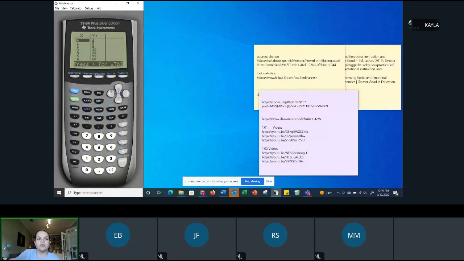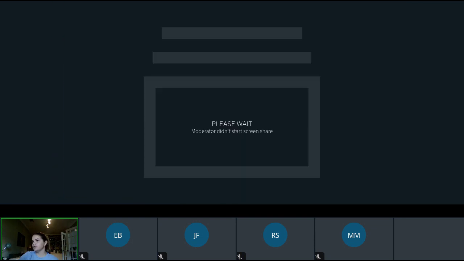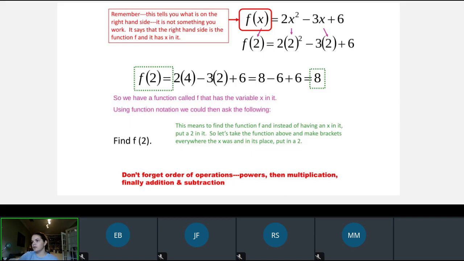By using this table, I can say, okay, when x is 0, y is 6. Okay, so I can put in a bunch of different values, but I wanted to know when x is 2, what is y? Again, it's 8. So there's two ways you can do functions, evaluating functions on your calculator. All right, I'm going to stop my screen share. Let's go back to our slides.